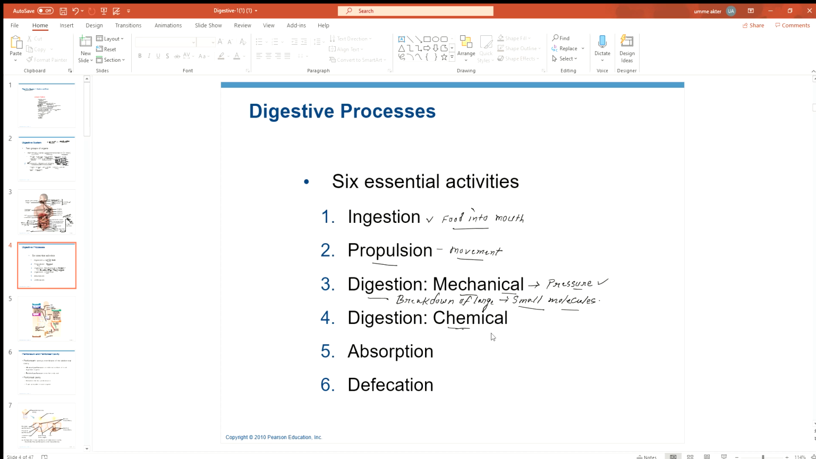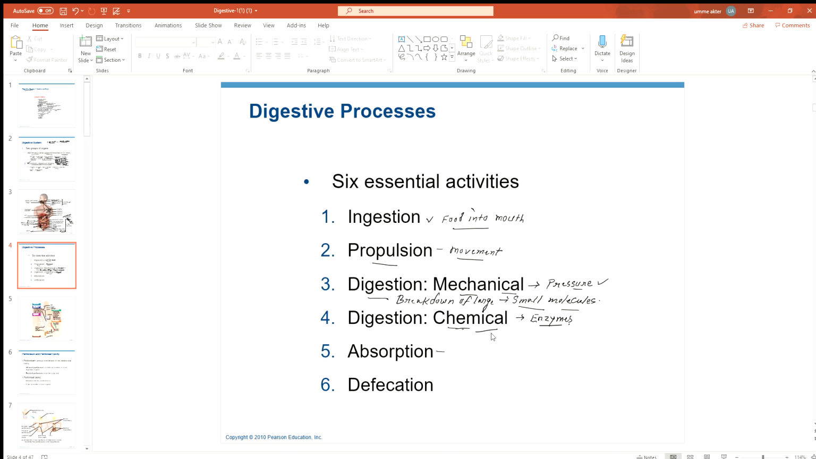Chemical digestion also starts in the mouth. You know that the secretion of saliva that I already explained occurs in the mouth from the salivary glands. And saliva, that secretion has digestive enzymes, right? So that is chemical digestion.